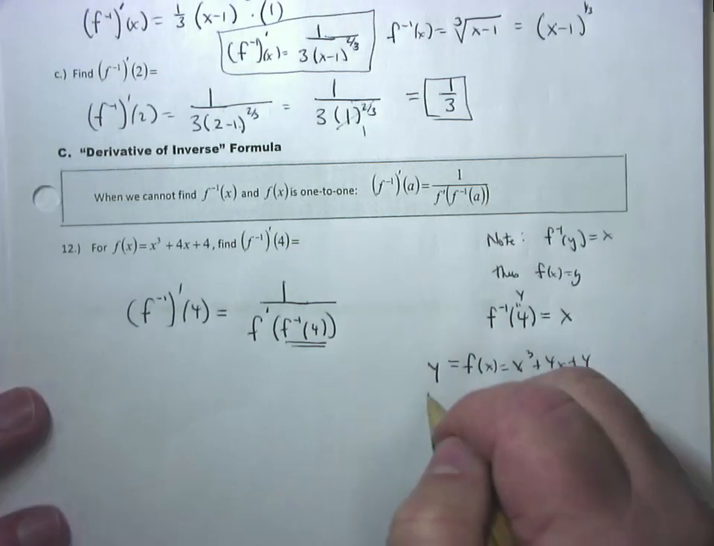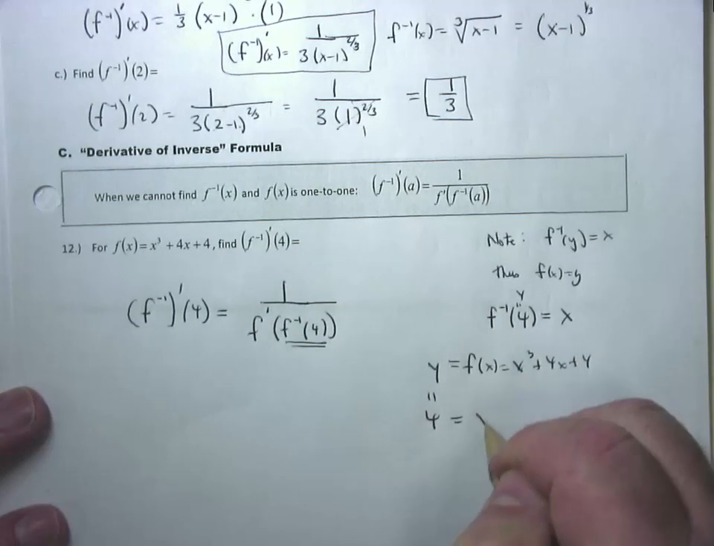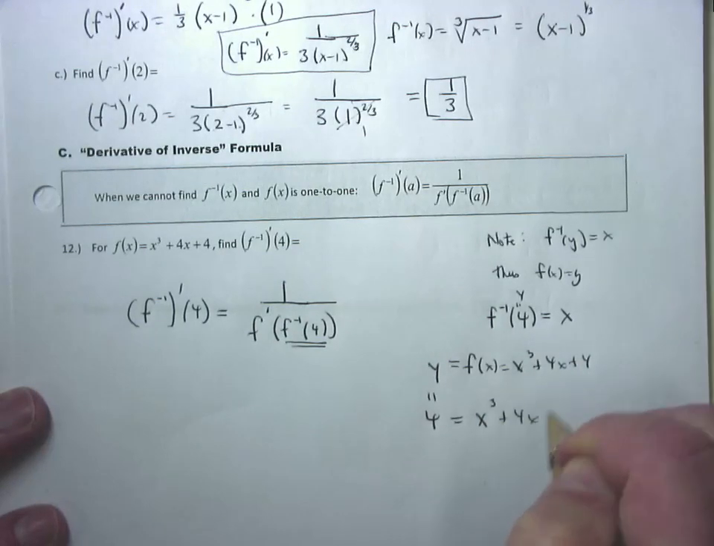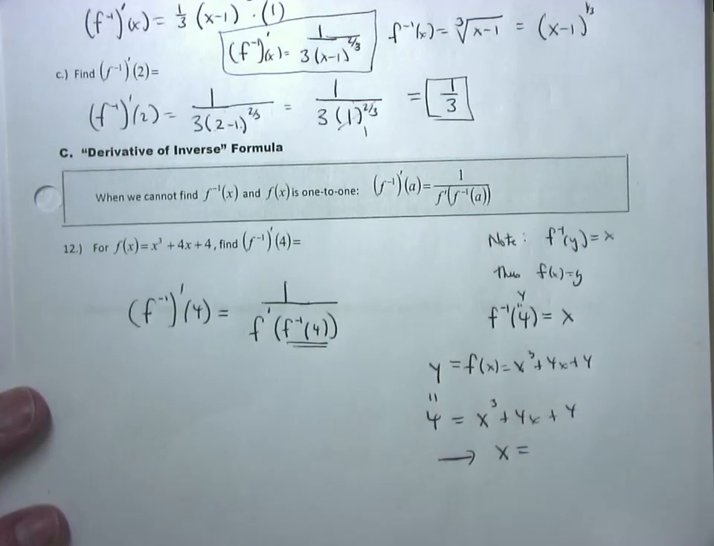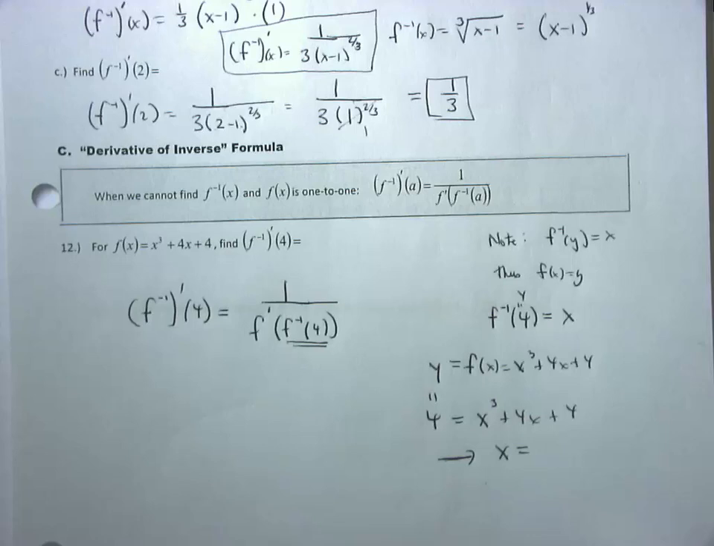So y is 4, and that's equal to x cubed plus 4x plus 4. You've got to figure out what x is. What's x? Now, you're not supposed to think too deep on this one. It's not an algebraic solve thing. But look at it. Can you tell me if you've got 4 is equal to x cubed plus 4x plus 4, what does x have to be? And it's a 1-to-1 function, so there's only one answer for this guy. X has got to be 0.